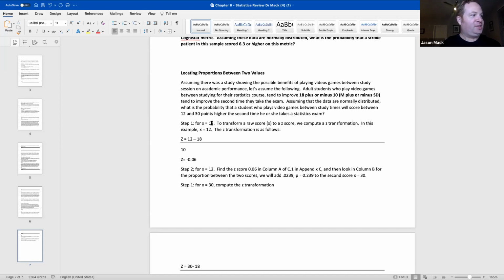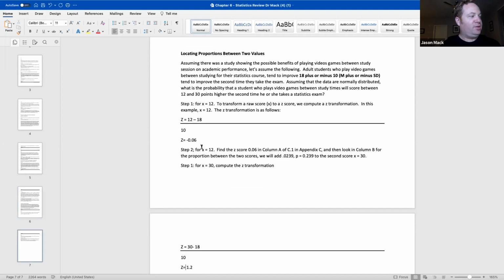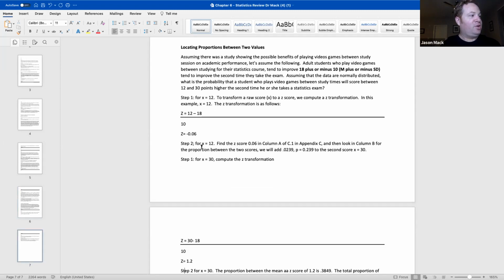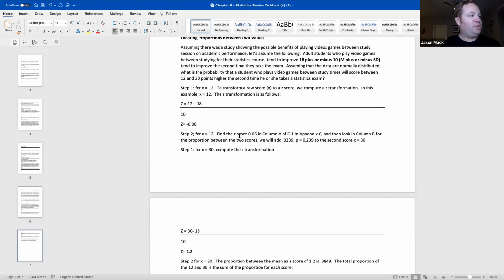Step 1, calculate for X equals 12, transform a raw score to a Z-score. Do the Z transformation. In this example, X is equal to 12. The Z transformation is as follows. Z is equal to 12 minus 18 divided by 10. Z is equal to negative 0.6. So then we find the proportion for X equal to 12. We'll find the Z-score in appendix C and look in column B. For the proportion between the two scores, we add 0.2257 to the second score where X is equal to 30. So we found this from column B in the appendix.